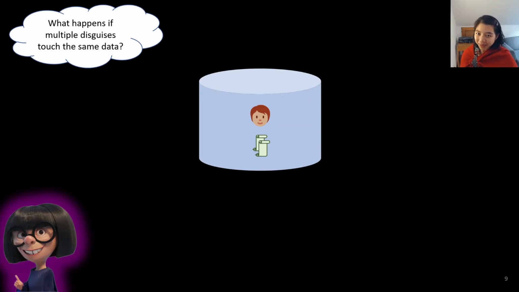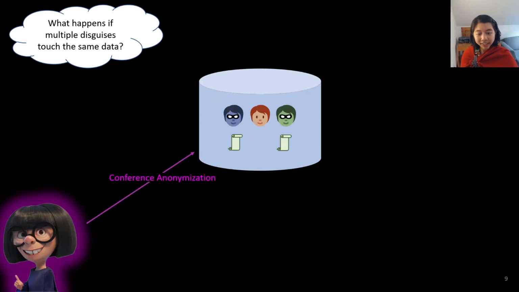Beyond simply getting Edna to work, we also encountered a challenge in disguise composition because the disguises we wrote touch the same data. Applying conference anonymization worked as expected, but when we then wanted to invoke strict account deletion for a user, we noticed a problem. Because conference anonymization decorrelates data from the user, Edna doesn't know which data to remove when the user deletes their account and leaves the data in the database. This is problematic because strict account deletion requires the removal of all the user's data.